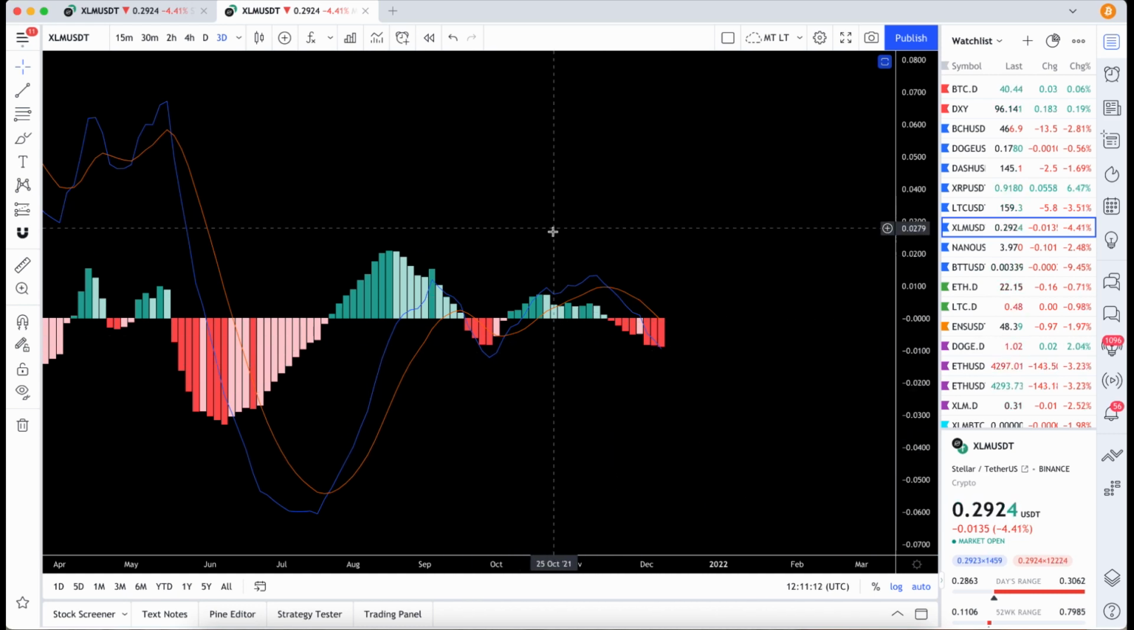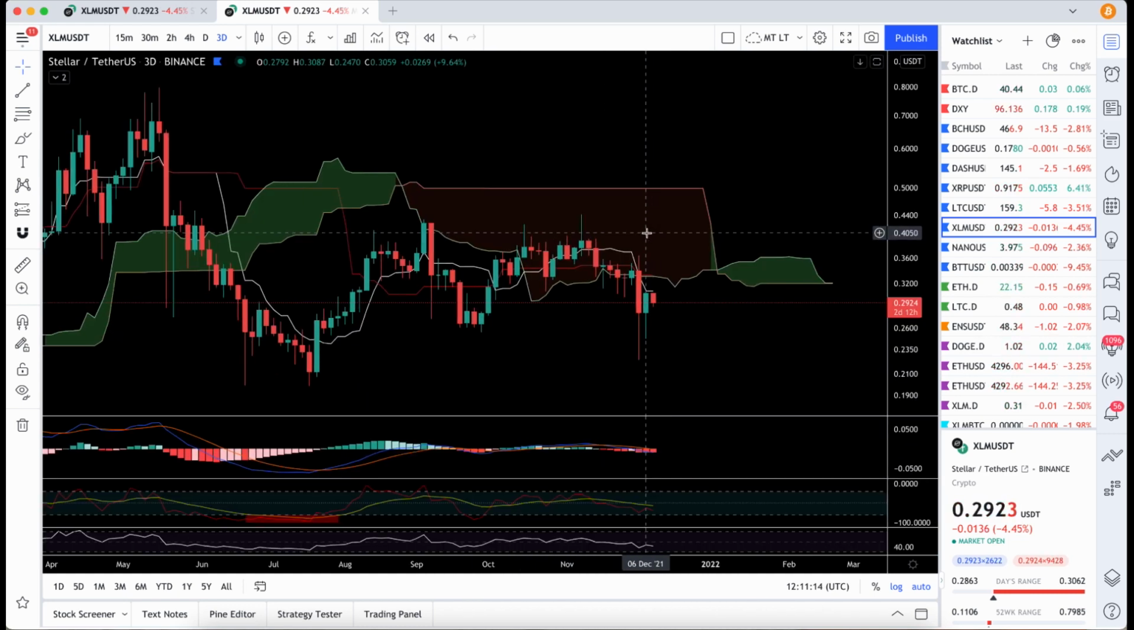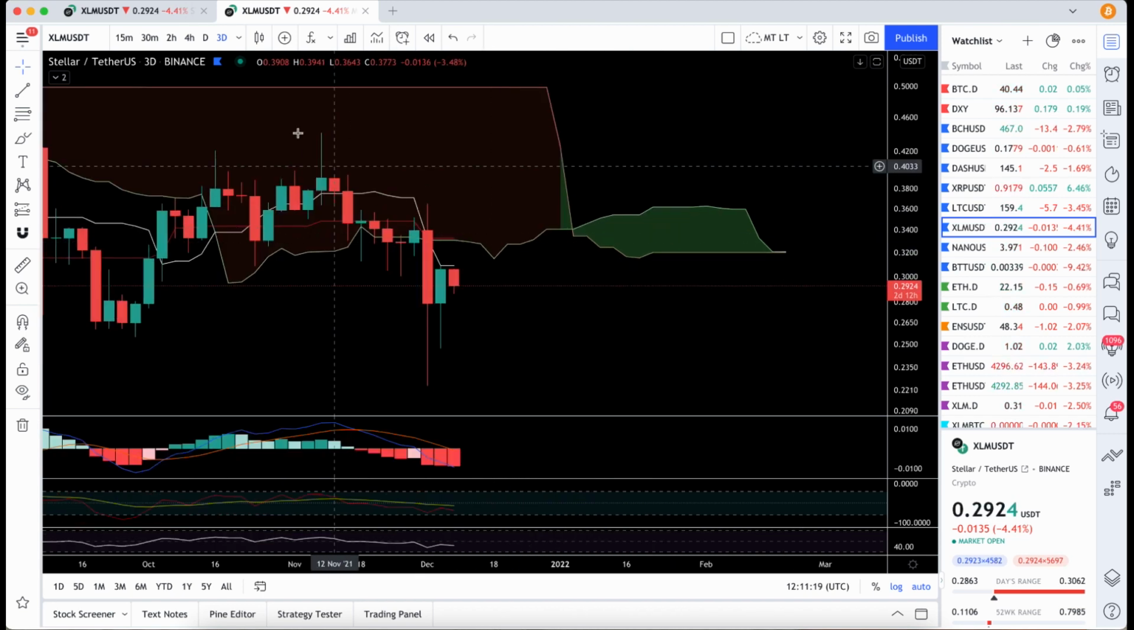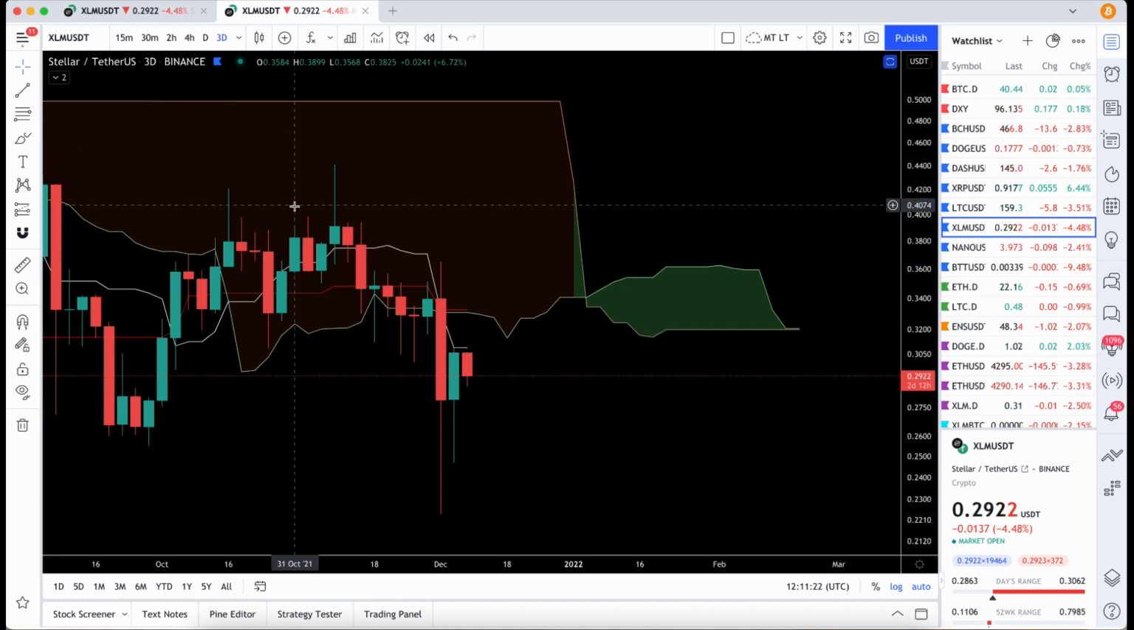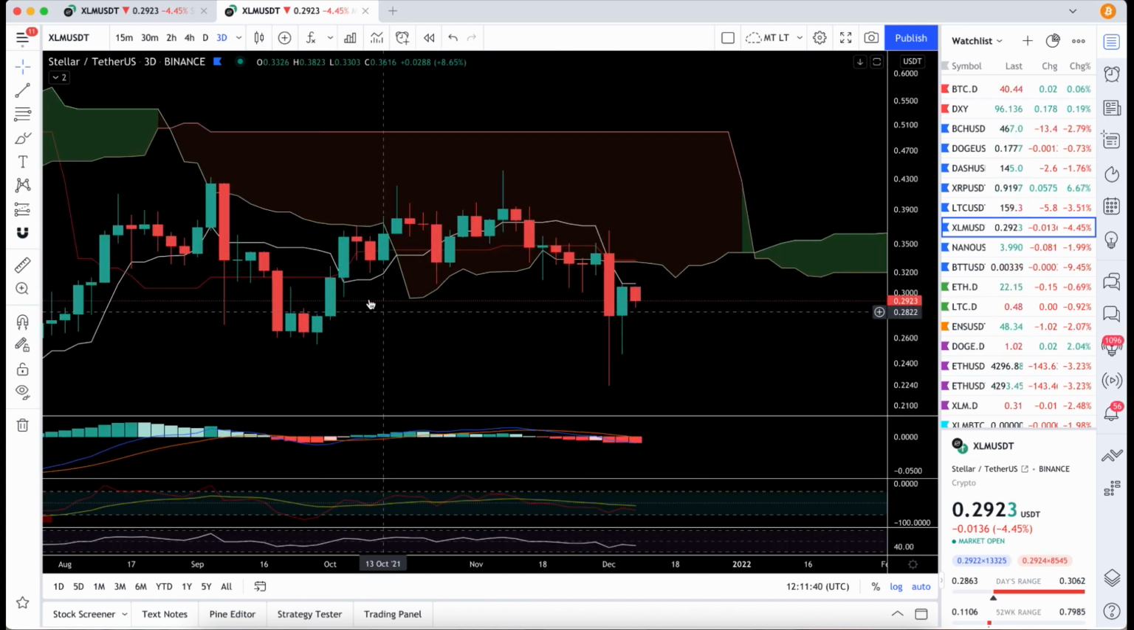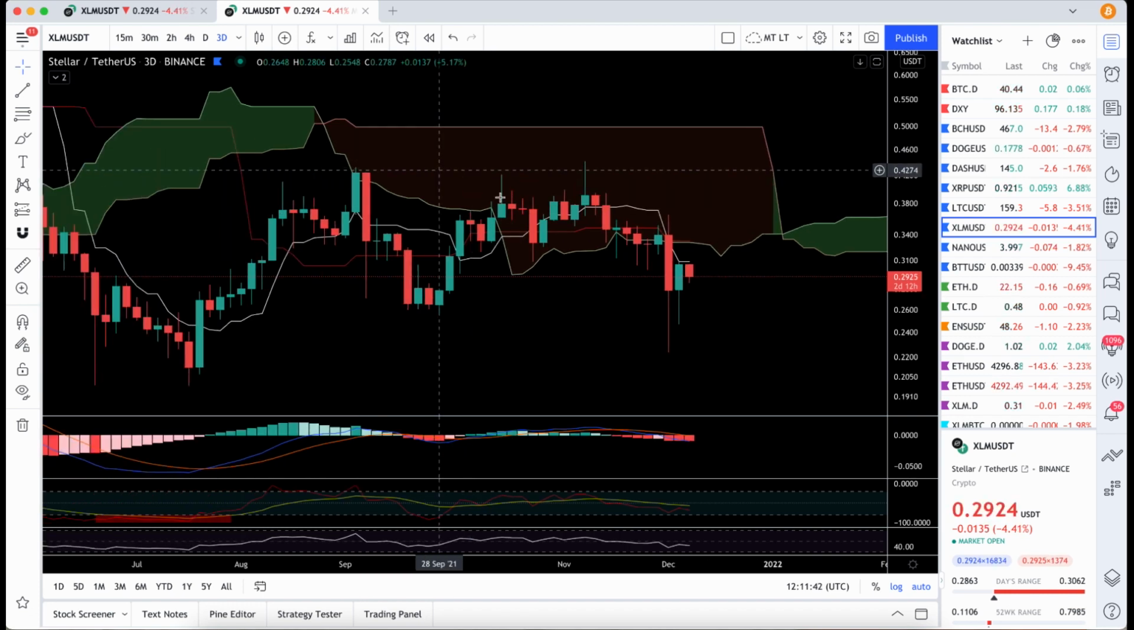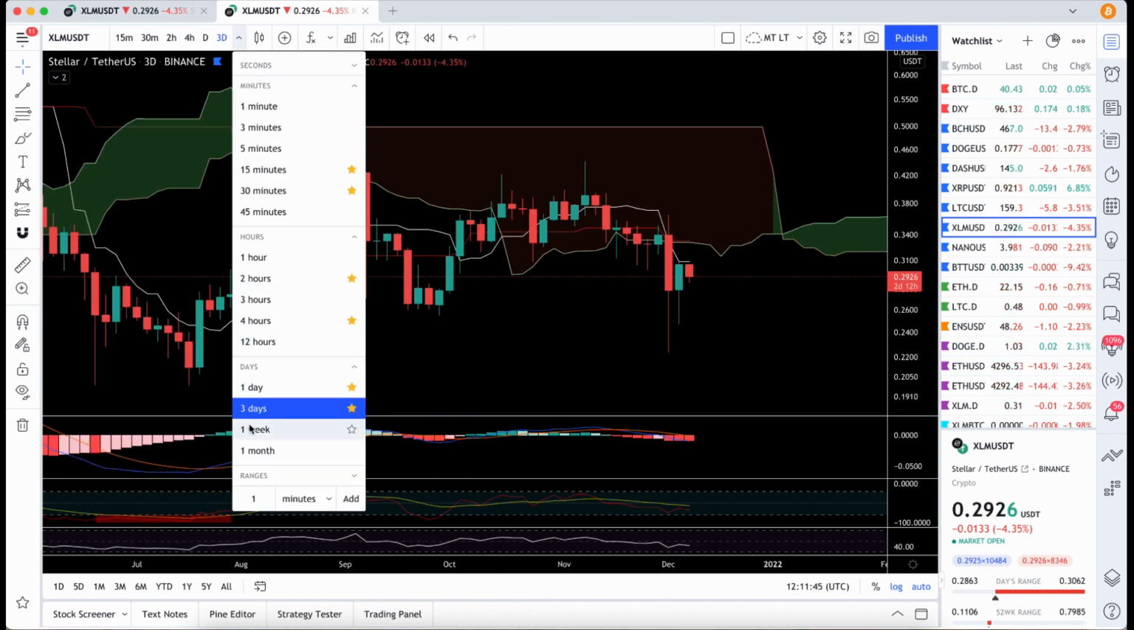On the MACD, we have bearish divergence. This is not good, and this means that the bears are in control. So last month we had a very nice rally. It went from 26 cents, we surpassed 40 cents, but we were not able to hold that level. We were expecting a rally all the way to 50 cents. This is what most projects usually do, but Bitcoin crashed and so did Stellar Lumens. So it's not looking too good.